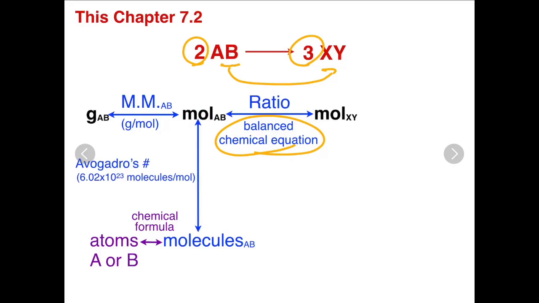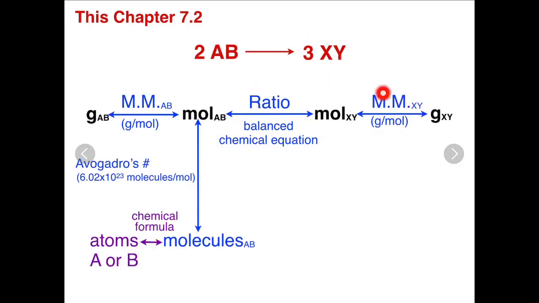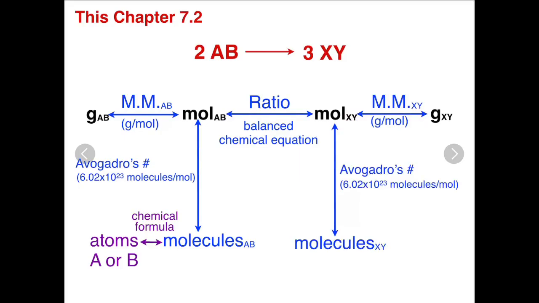Once you know moles of XY, then it's going to be the same pattern again. If I ask for grams of XY, what do you do? You're going to use molar mass again, adding everything up together, and the unit is grams per mole. If I want to know molecules of XY, you do the same thing by using Avogadro's number to convert from mole to molecule. And you can go even further: if you want to know atoms of X or Y specifically, you can use the chemical formula ratio of X and Y to achieve that as well.